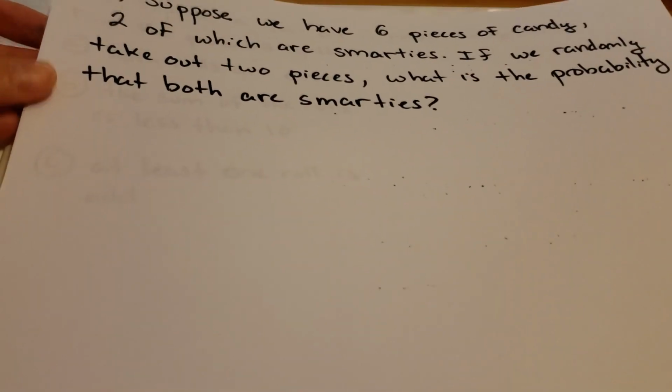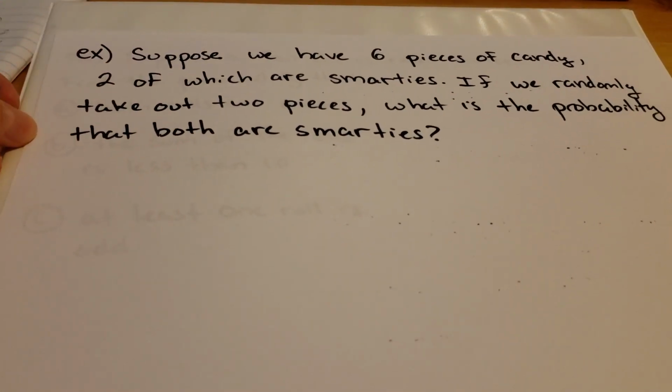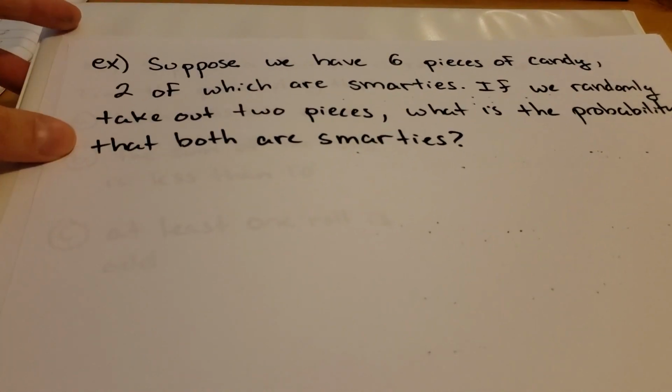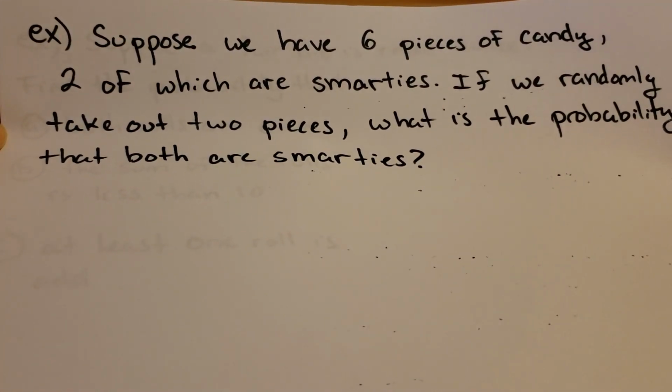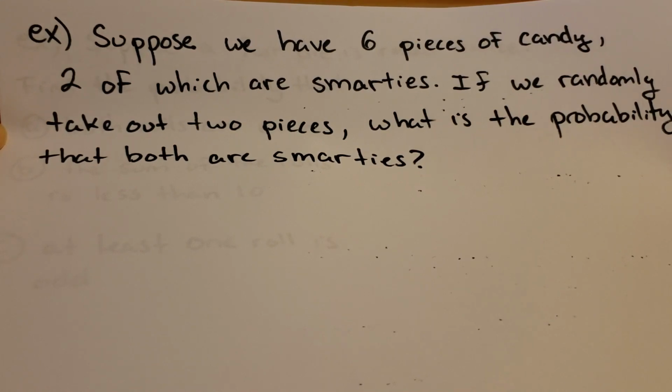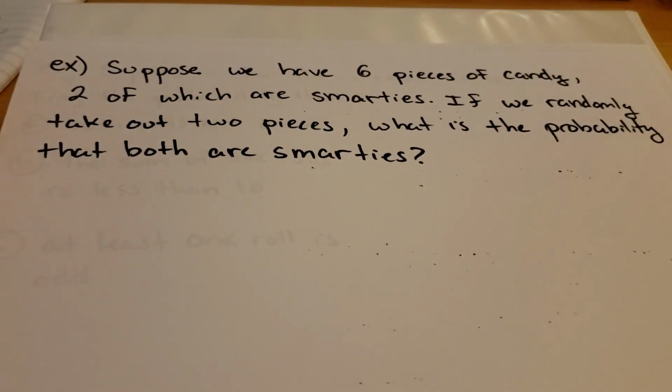Okay, so let's look at this problem now. Let's say here we have 6 pieces of candy. We know that 2 of them are Smarties. We don't know about the other 4. We want to randomly take out 2 of the pieces and find the probability that both of the pieces we take out are Smarties. Okay, so one way that we could do this problem is by drawing a sample space.